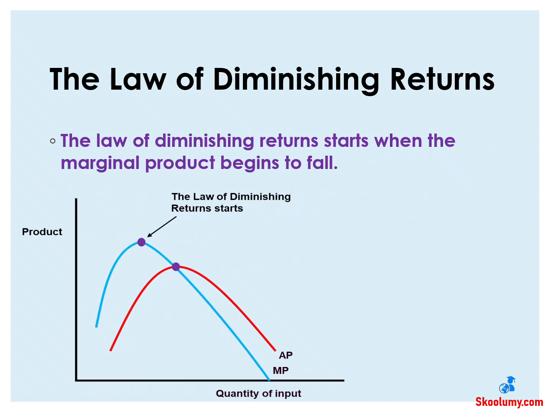The law of diminishing returns starts when the marginal product begins to fall.